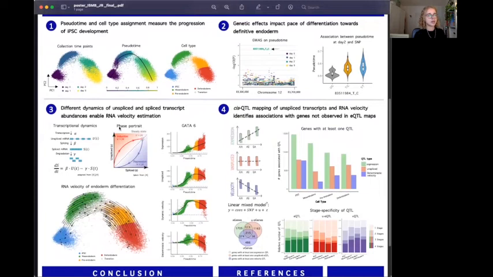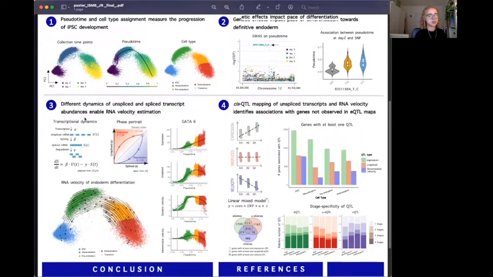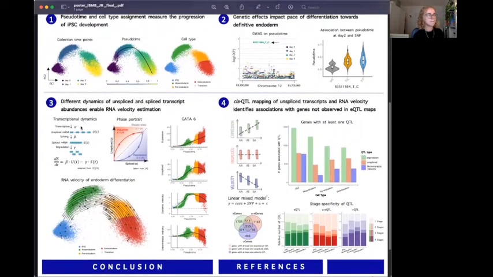Now we're looking at the dynamics of gene expression and RNA velocity. So first of all, here on the left, you see transcriptional dynamics. Transcription occurs with a certain rate alpha, producing unspliced mRNA. Then this unspliced mRNA is spliced with a certain rate beta, yielding mature mRNA or spliced mRNA. And in the end, this is degraded or translated into protein.